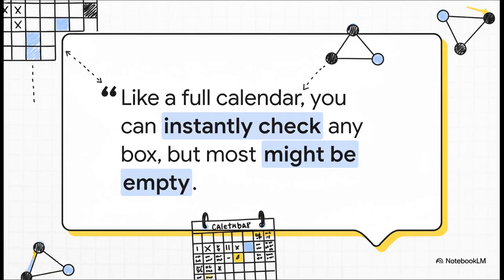I love this analogy. It's like a full calendar with every single possible time slot visible. This really captures the whole idea of the matrix. You can instantly check any specific box. Is there a meeting at 3 p.m. on Tuesday? But most of those boxes might be totally empty. Every possible connection gets its own dedicated spot in memory, which means you can check for an edge instantly. But, and this is a big but, that speed comes at a cost. You're often storing a lot of empty space.